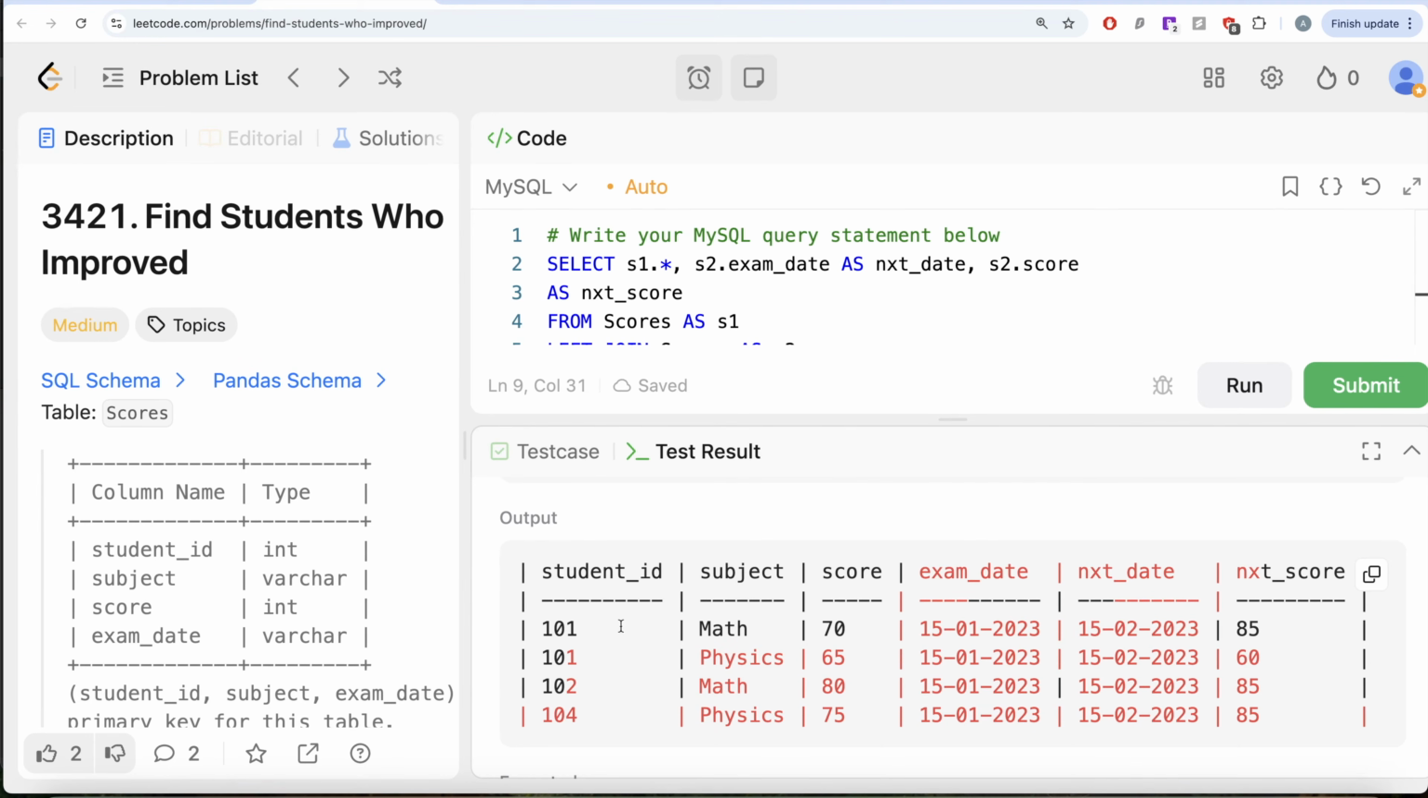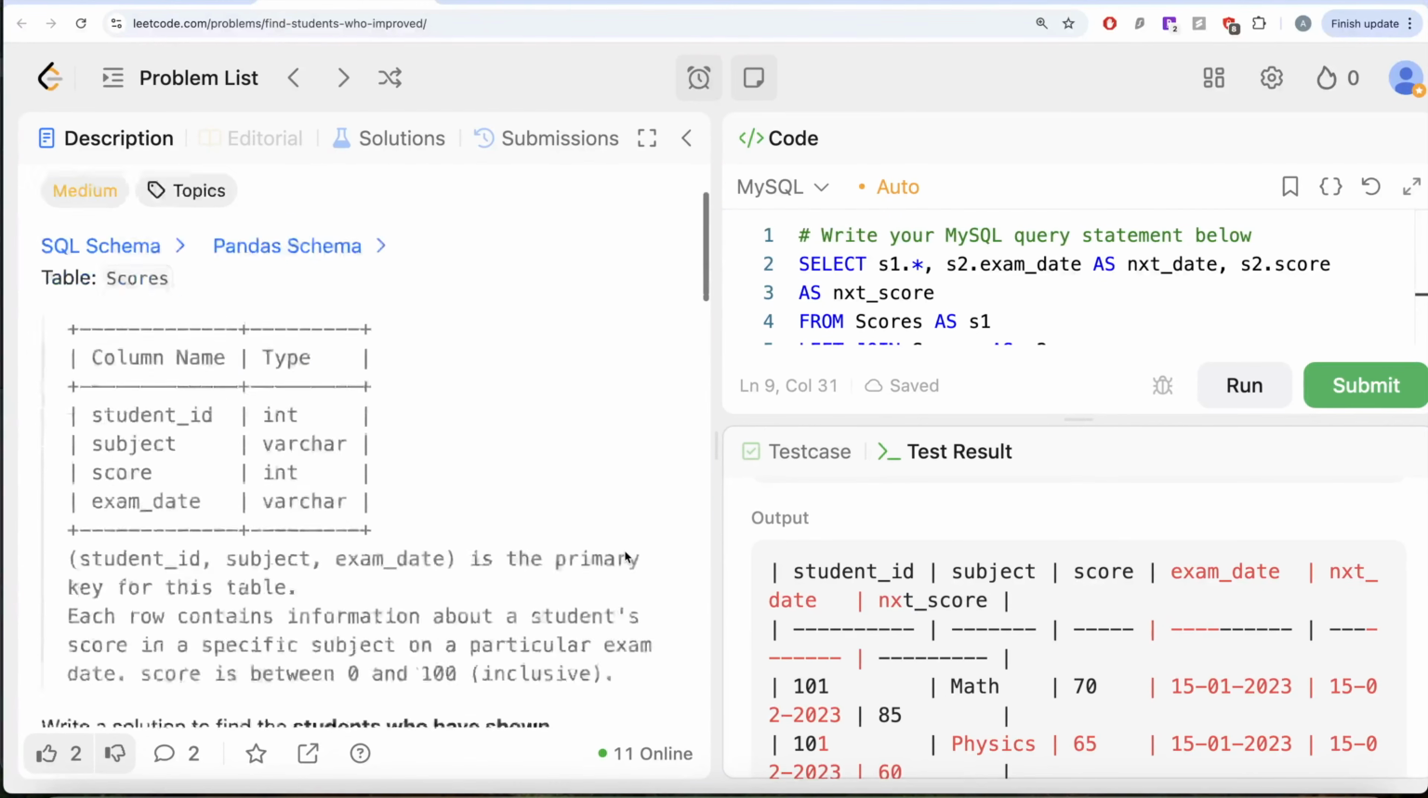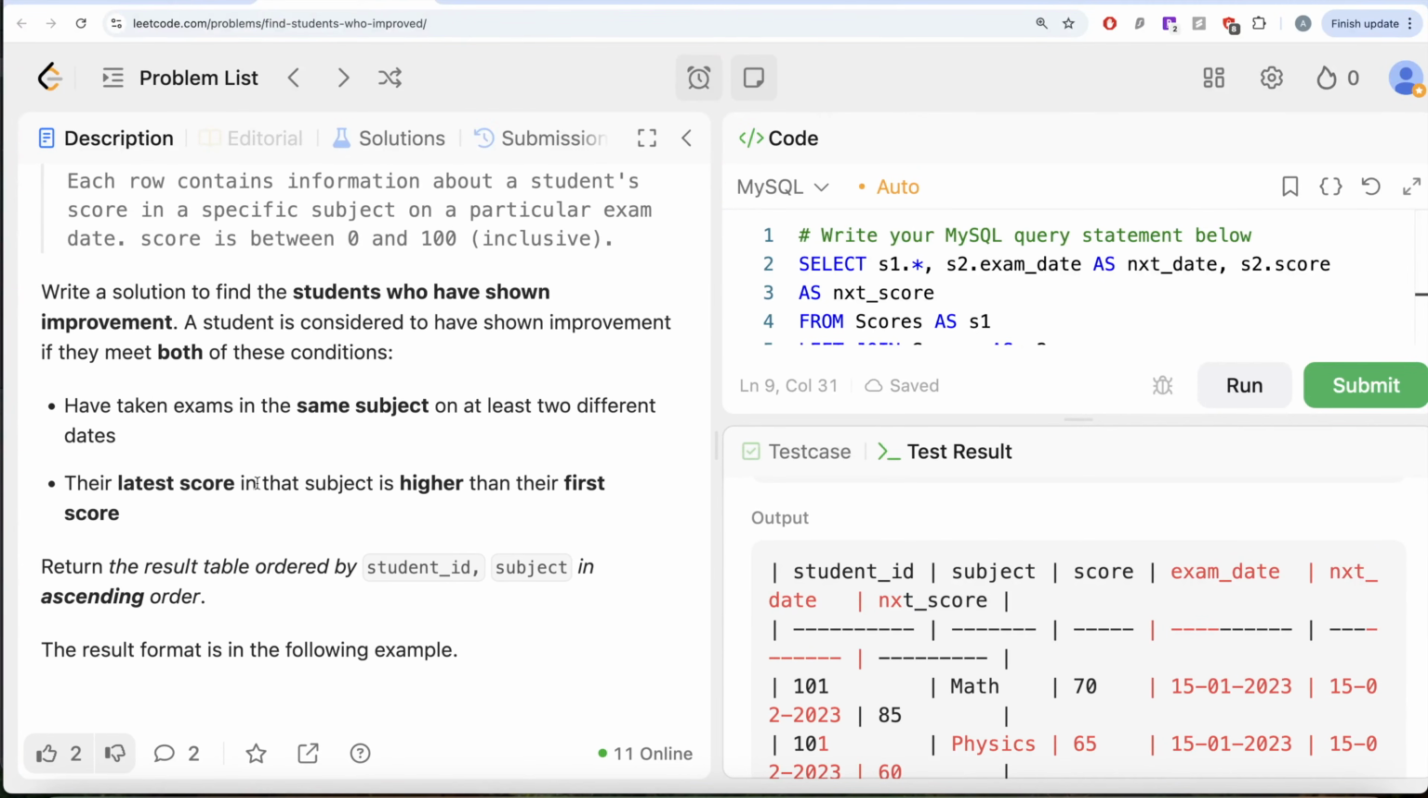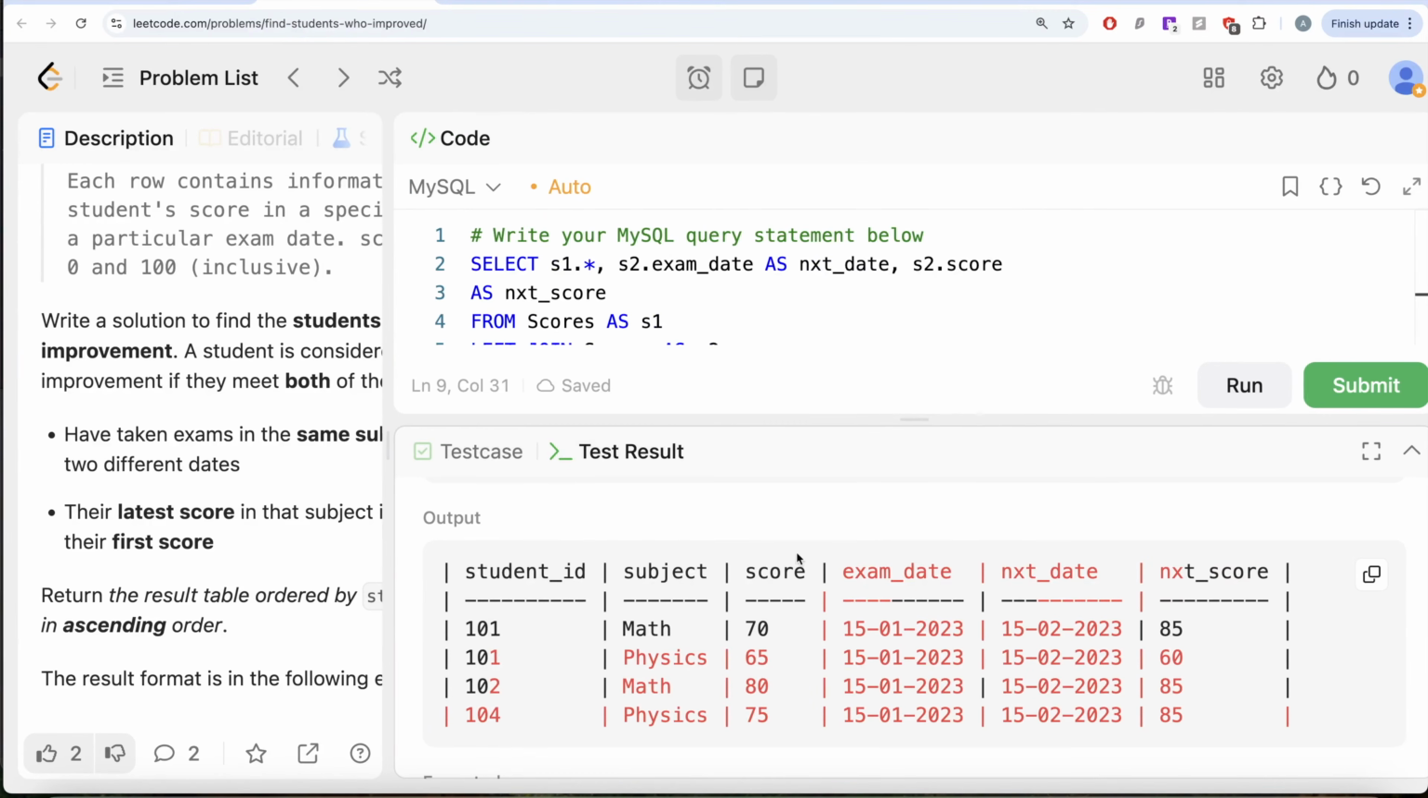Let's say student ID 101 took the math exam again on 15th of March 2023, and let's say they scored 65. So will they be considered an improvement? No. Why? Because their first score would be 70 and their latest score is going to be 65, right? The question says they are said to be improving only if their latest score is higher than their first score, right? So you cannot just directly go ahead and compare the scores and next scores for each of these rows. Firstly, you need to make sure that the row you are comparing has the first exam date and the latest exam date.